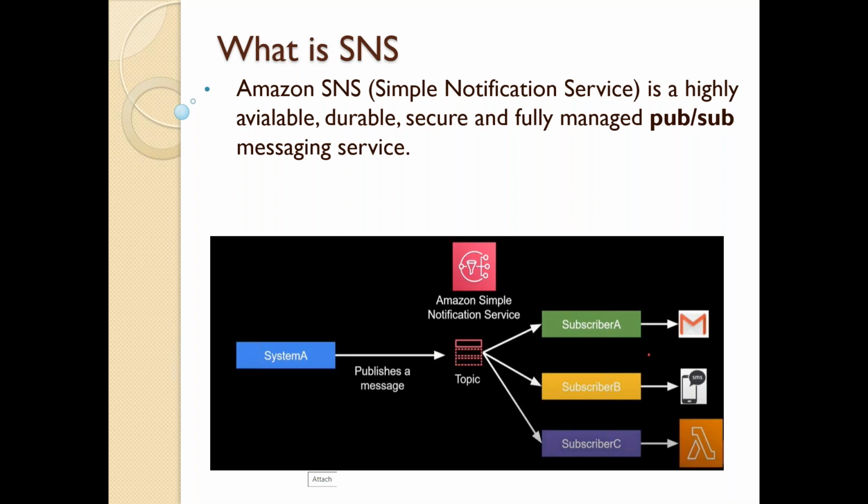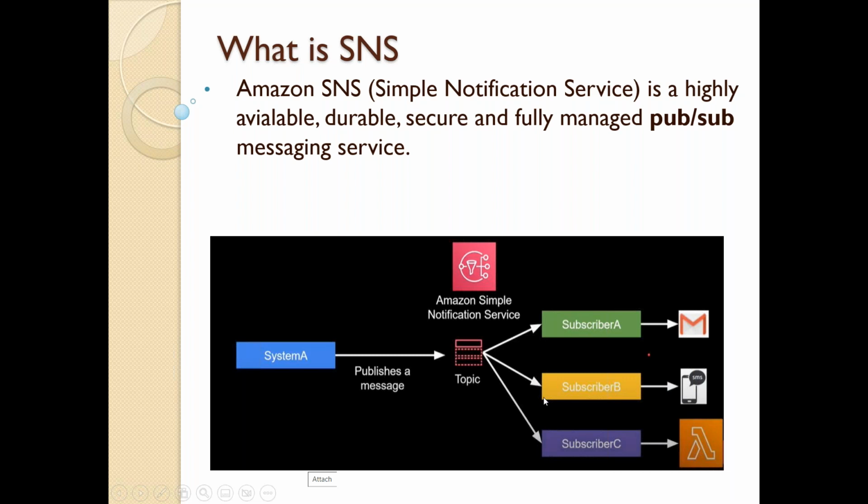For SNS, you need to create a topic, and some system or somebody will publish a message, and you have multiple subscribers who have subscribed for this message, and they will get the message. It's just like subscribing to some site: whenever they release a newsletter, you get an email. One topic can have multiple subscribers. A subscriber can be an email, an SMS, or it can be a Lambda function also, right? That's what we are going to see.